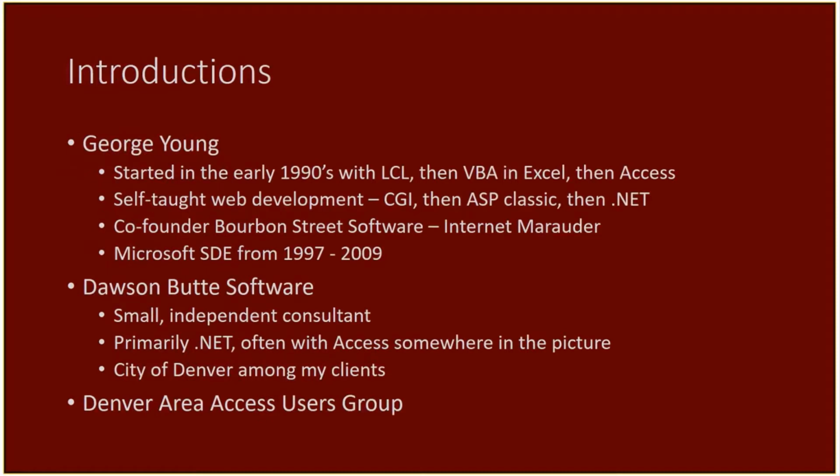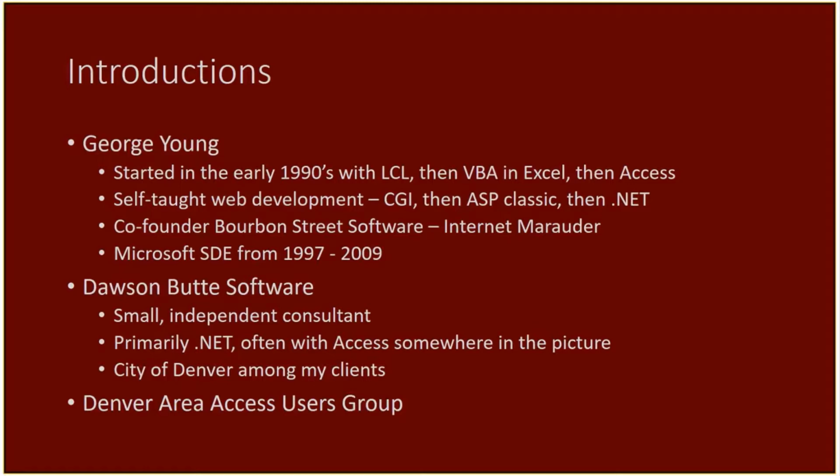Okay, so I am George Young. I started programming in the early 1990s with Lotus command language, and then went into VBA and Excel and Access. Actually, I think it was Excel Basic and Access Basic, and then subsequently VBA sort of became the unified programming language under those. Also in the early 90s, probably starting around 94, 95, I was in grad school with lots of free time, and so I learned web development, self-taught. Started with CGI, which was the early web programming model using a language called Perl. Then Microsoft came out with ASP Classic, and I did a fair amount with that, and then subsequently starting in around 2000, .NET.